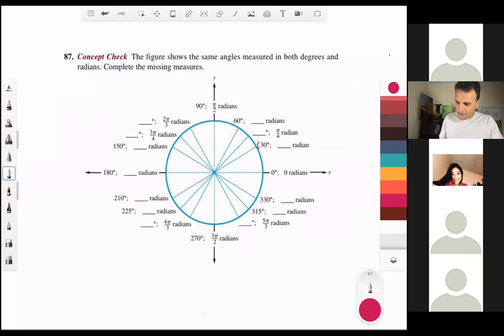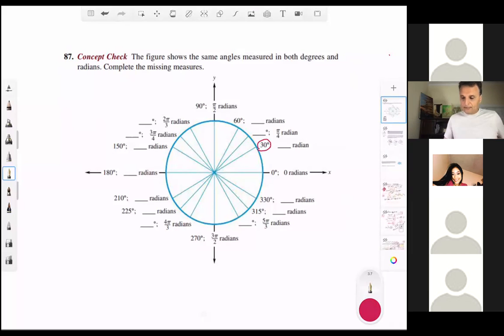If it's 30 degrees, what radian is that? In order to make it to radian, if we have degree multiplied by pi over 180, this will convert it to radian. So we have 30 degrees multiplied by pi over 180. This will give us pi over 6. Good. So this here will be pi over 6.